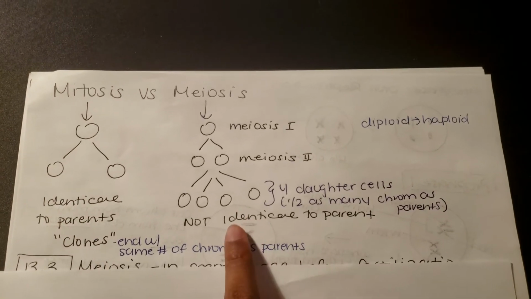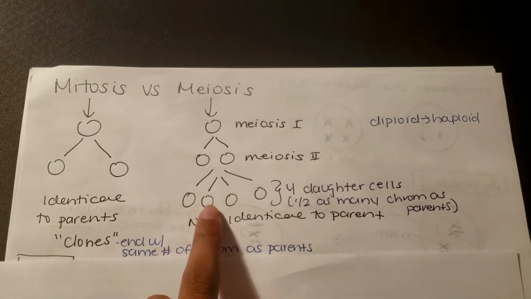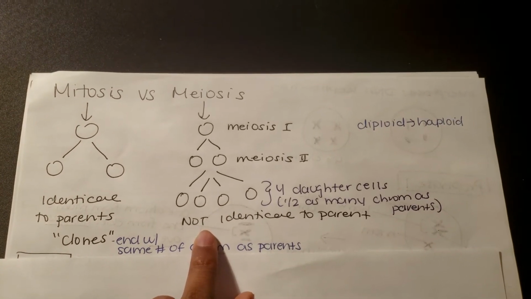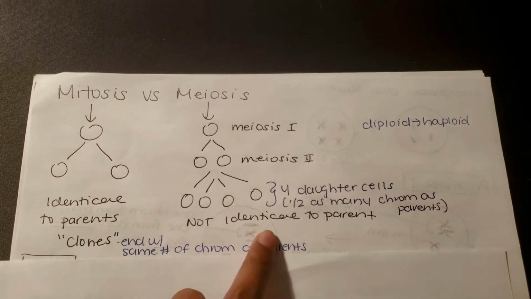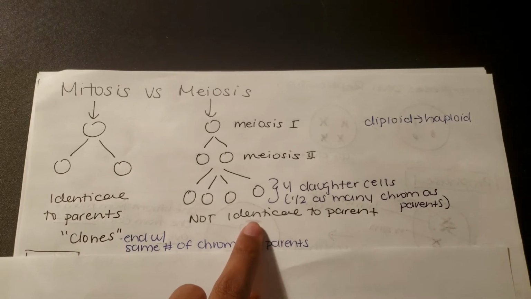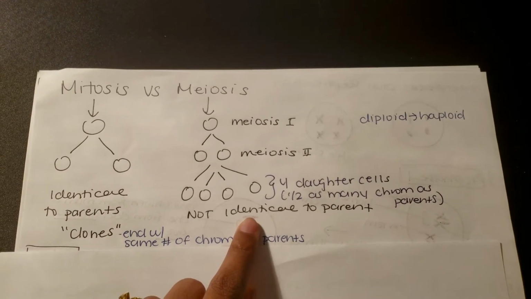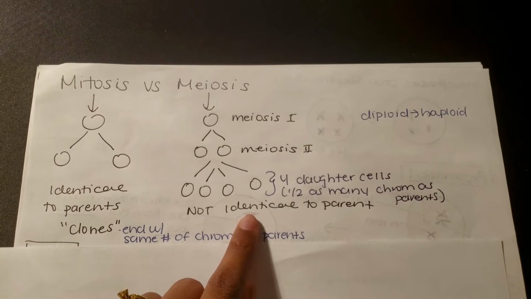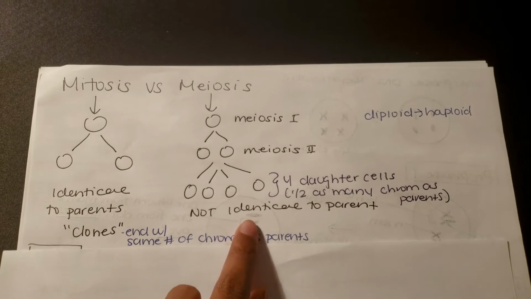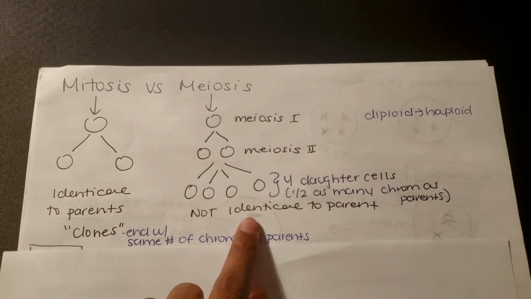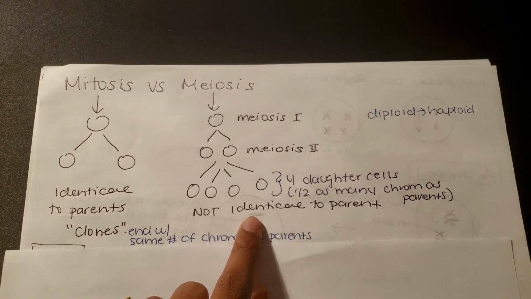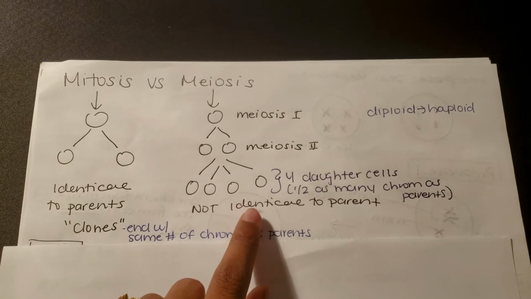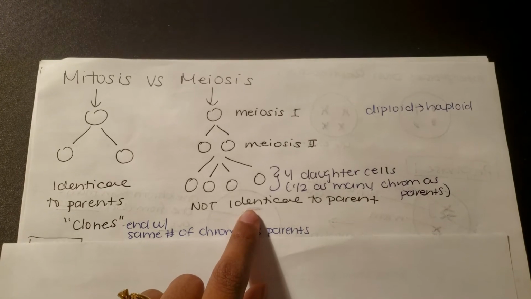Another important thing to know is that these 4 cells that come out of meiosis are not going to be identical to the parent. They're not going to look really different, but you can tell that they're related, like siblings, but they're not going to look like twins. They're not going to look like these clones over here. And then we're going to talk about why this happens. Why do siblings, even though they're related, not look identical? Or why do offspring, though they're from the parents, not look exactly like the parents?